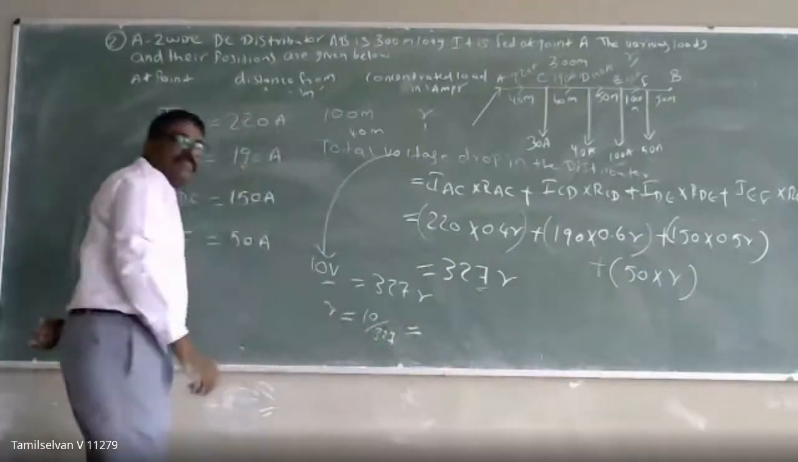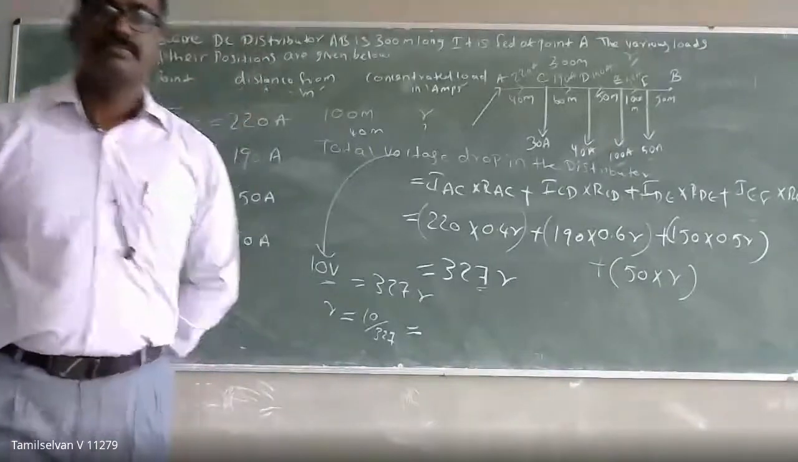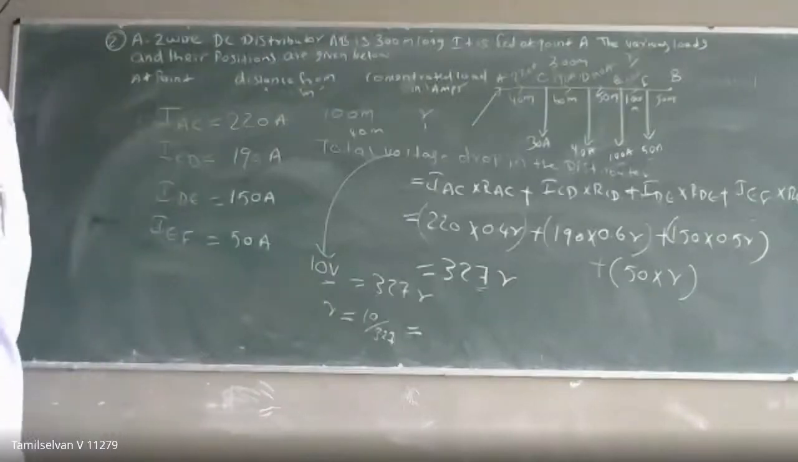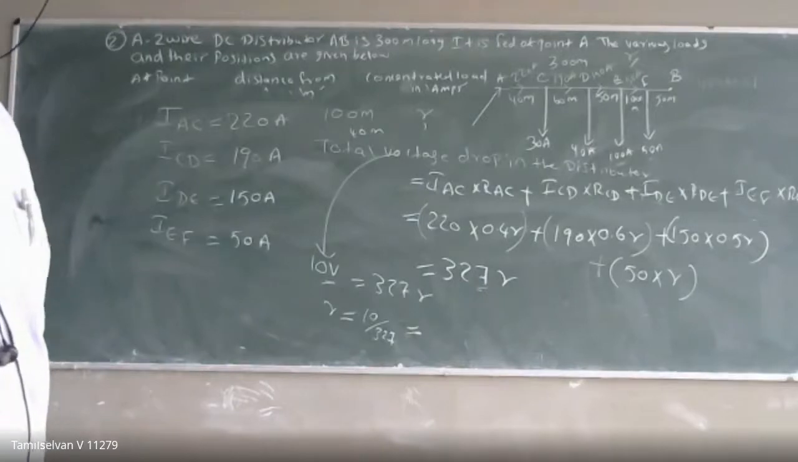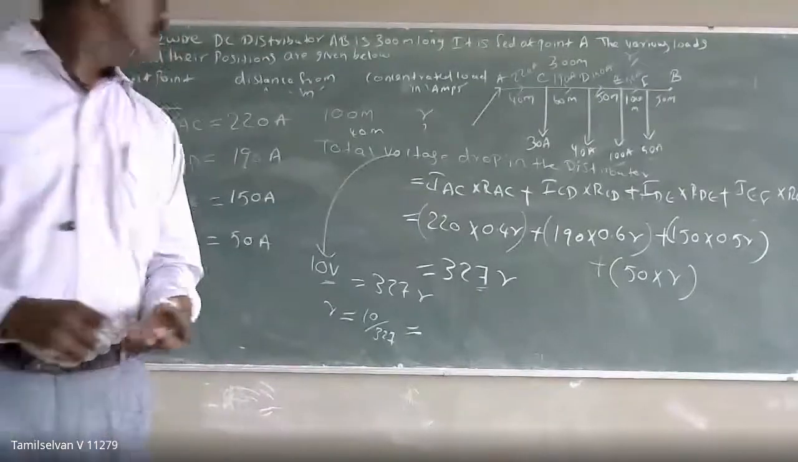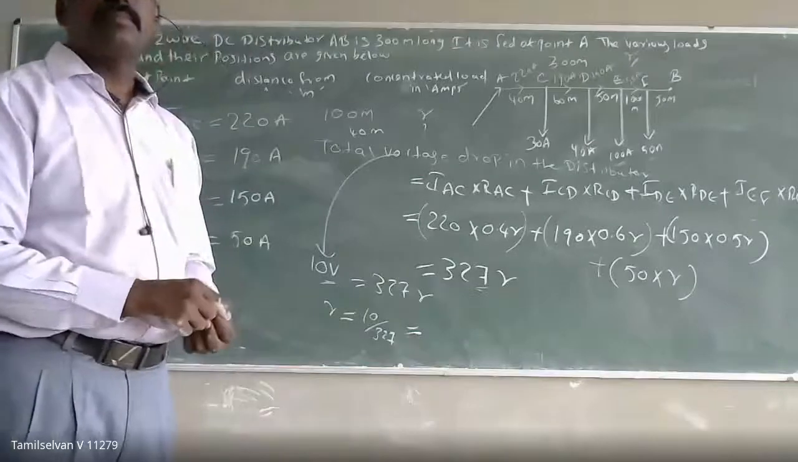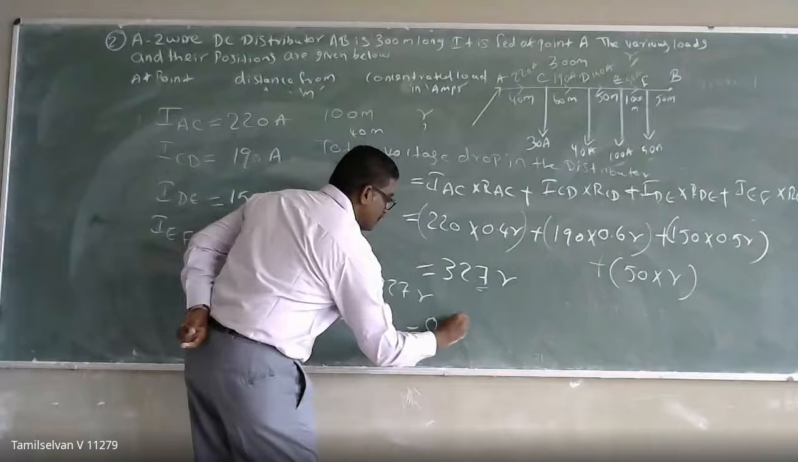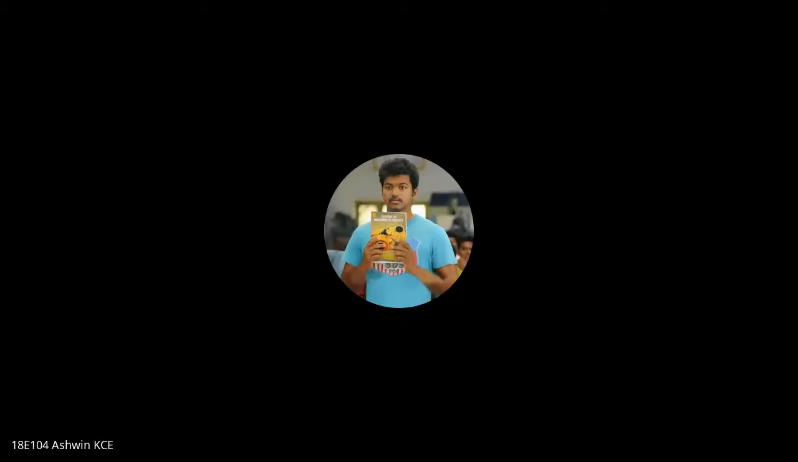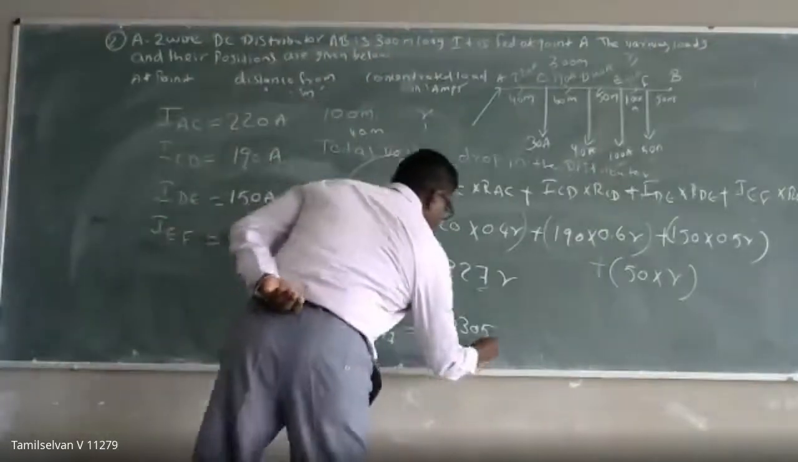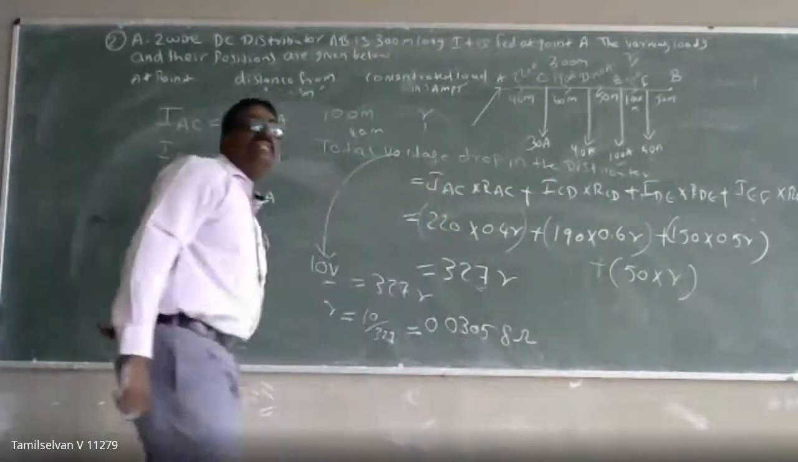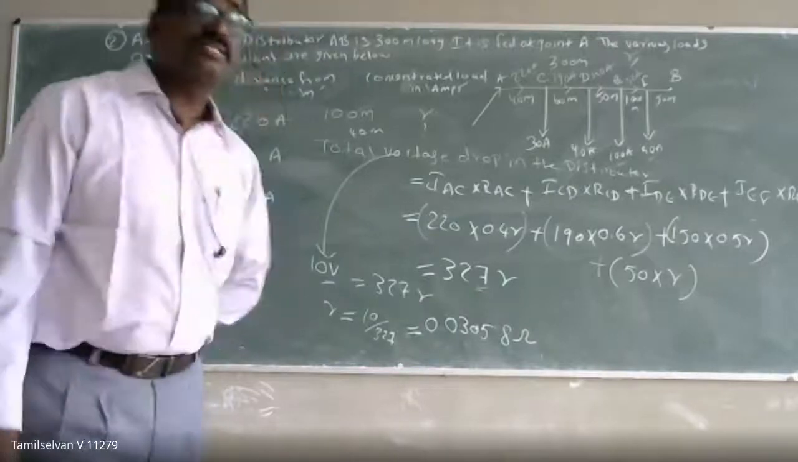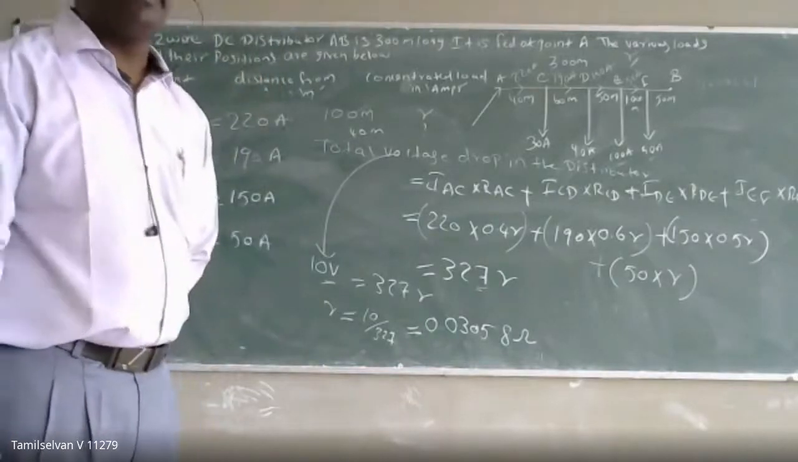What is the value? 0.0305, sir. 0.03058 ohms. So this is the resistance of the distributor.